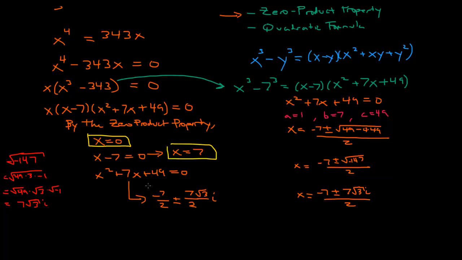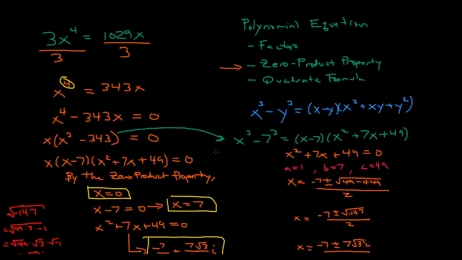Now, how many solutions are there? There's 1, there's 2, and there's 3, 4. That's what we're looking for. There's going to be 4 solutions to a 4th degree polynomial equation. Okay, that's something we'll talk about in the future. So this one's pretty tough here.